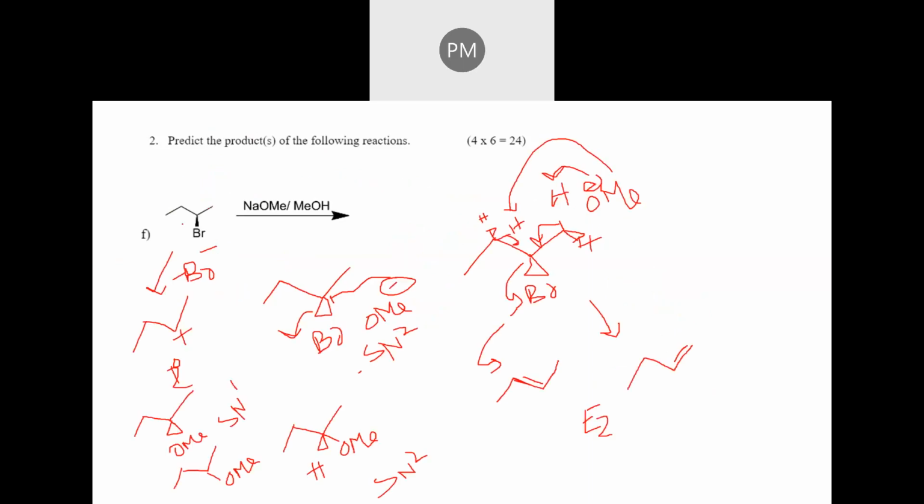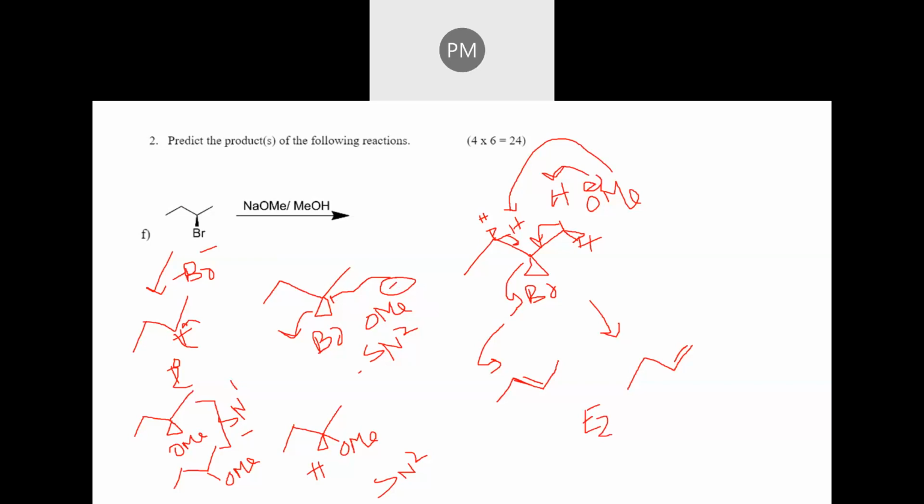Now the next example. If the bromide leaves from that system, this will be the carbocation. This will be a 2-degree carbocation, and for a 2-degree carbocation we know both SN1 and SN2 will be favored. If SN1 is favored, then two products will form from this reaction, because OMe minus is our nucleophile. OMe minus can attack from above the plane and below the plane, so two products will form from SN1.